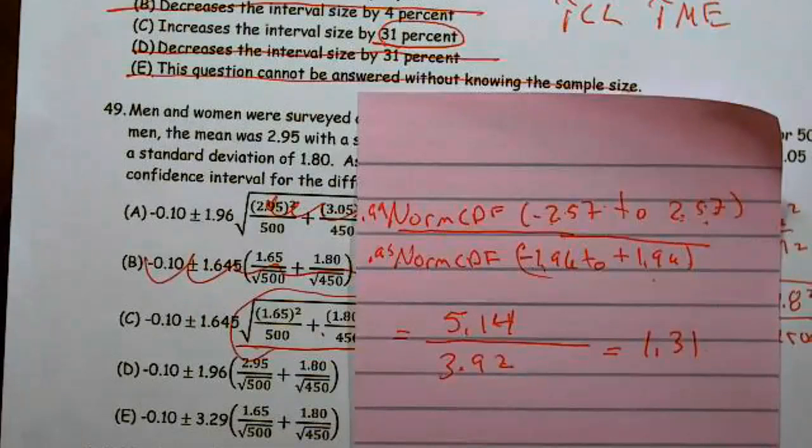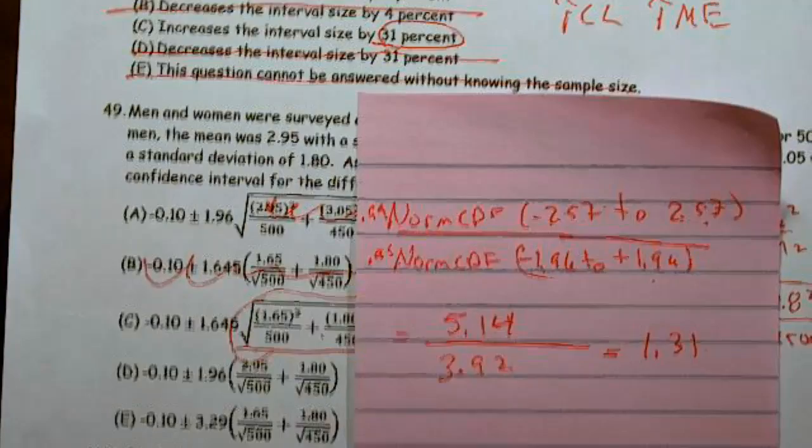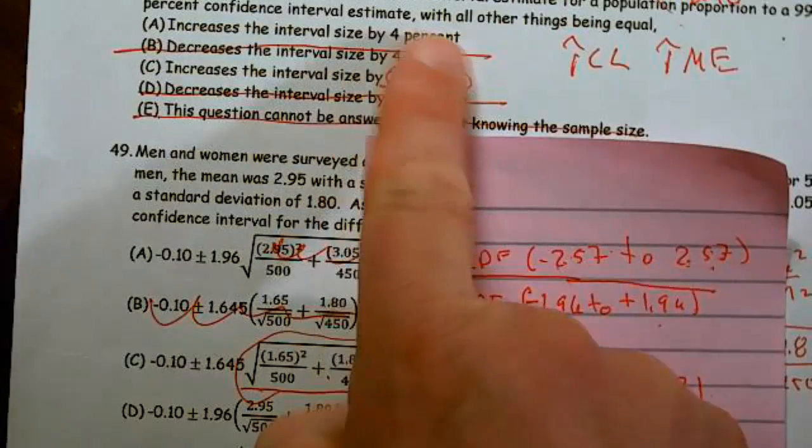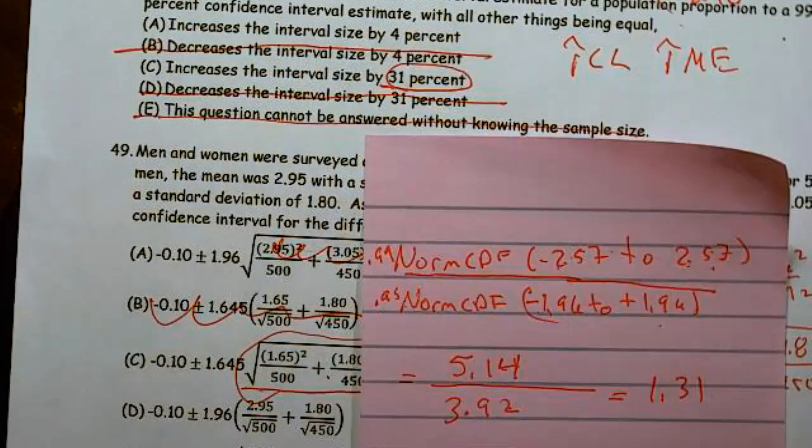Why? There's more data in the center than there is in the tails. So consequently, it gets more spread out. So the interval width increased by 31%, even though we only increased the confidence by from 95 to 99%. Once again, I would not stress about problem number 48.